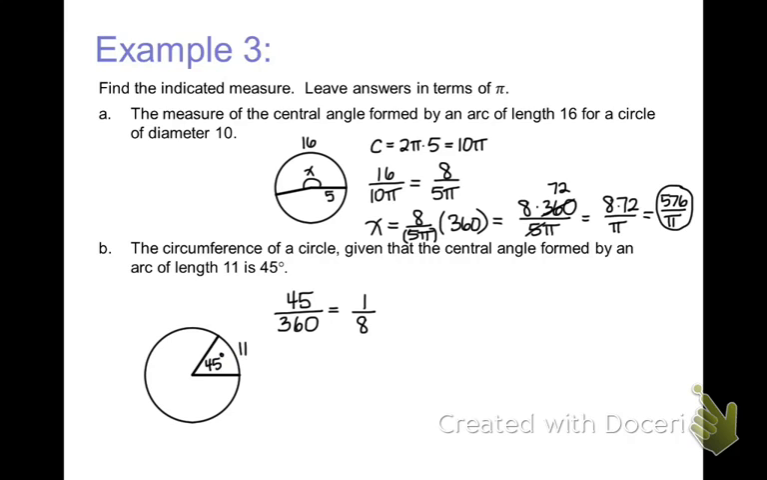So how are you going to find the circumference knowing that the 11 is making up 1/8 of it? Does everyone see that? The circumference should then equal 8 of the 11s, which is 88. Does everyone see that?